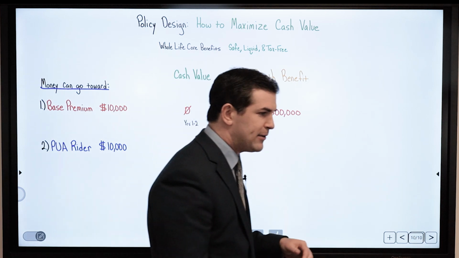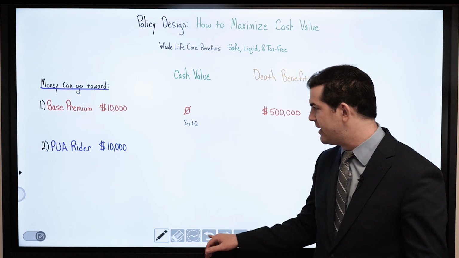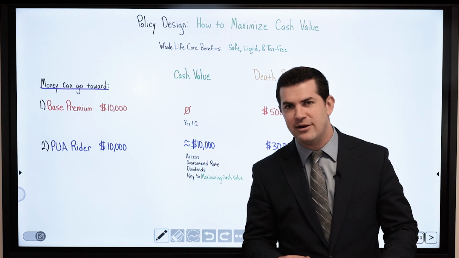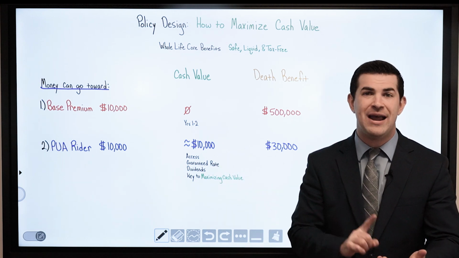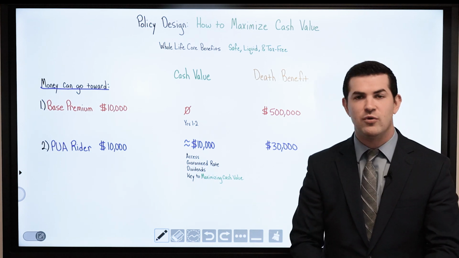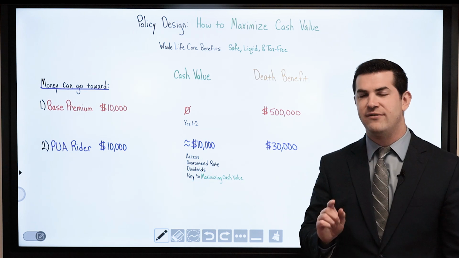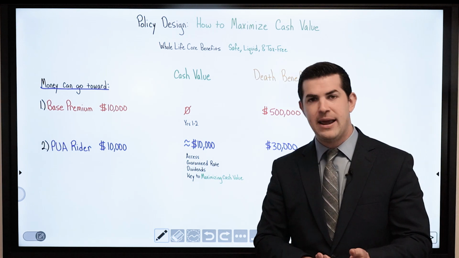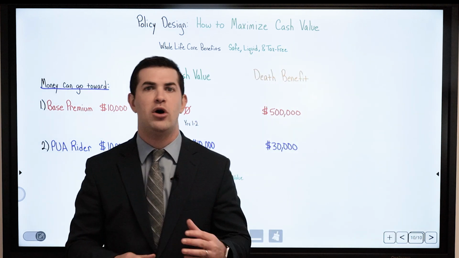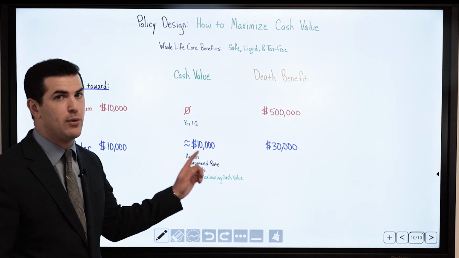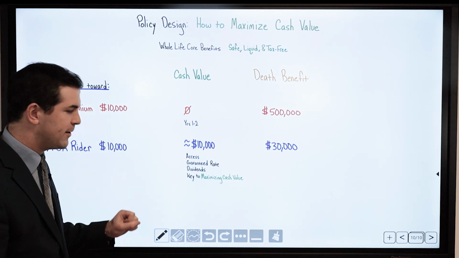If I pay the same amount of money, $10,000, toward the PUA rider, that cash dump-in I'll refer to it as, what you'll see is approximately $10,000 show up immediately in cash value. That's money you have access to. It begins to earn the guaranteed rate and dividends. This is the key to maximizing the cash value on a life insurance policy. When you look at big banks, corporations, wealthy individuals who optimize the cash value on these products, they're often or almost always using this rider and putting as much money as they possibly can toward this PUA component.